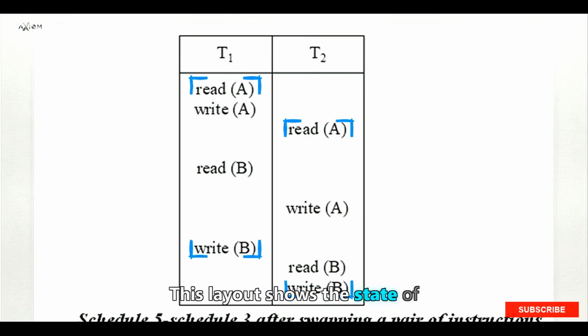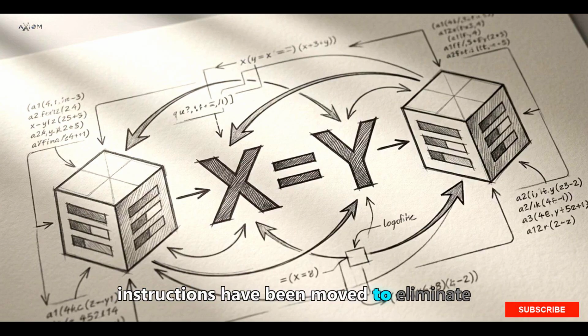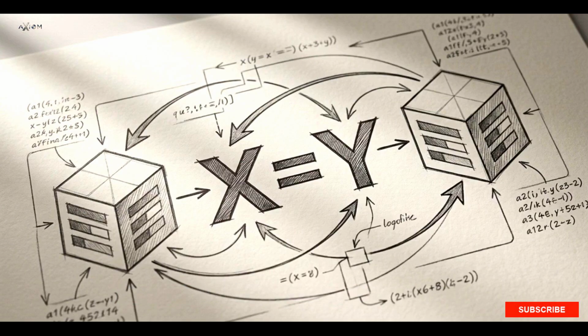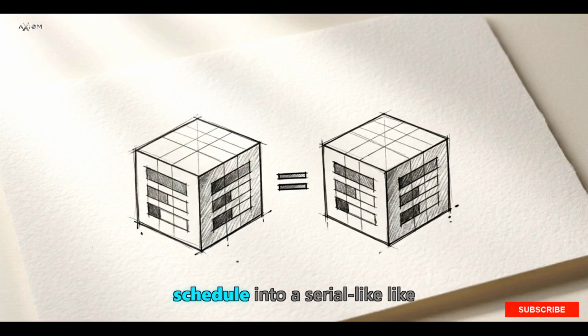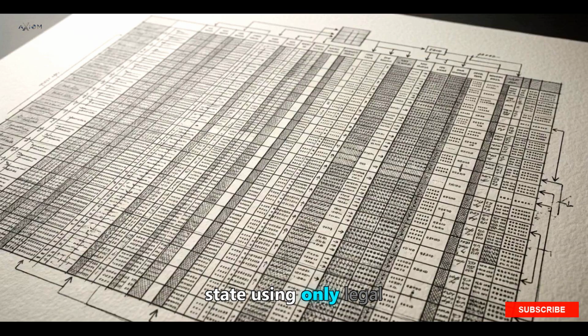This layout shows the state of the transactions after a series of legal swaps. The instructions have been moved to eliminate the interleaving entirely. We call this state conflict equivalent because we transform the concurrent schedule into a serial-like state using only legal swaps. The mathematical outcomes of both schedules remain identical.